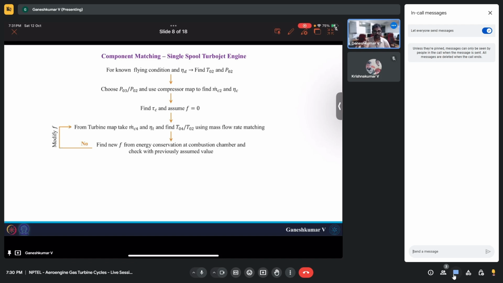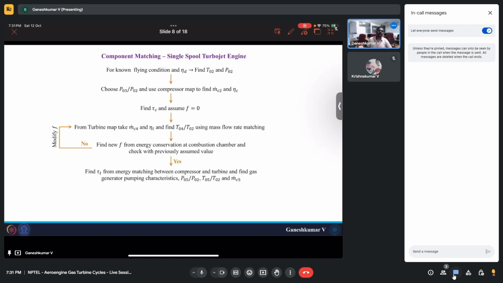Now, if it is not, you have to modify f, and you have to again go back to the turbine map, find the m dot c4 and eta t, and use the mass flow rate matching. Okay, and then find the T04 again. So you have to do this until you find the proper f. So once you know f and T04 by T02, you go forward with the turbine.